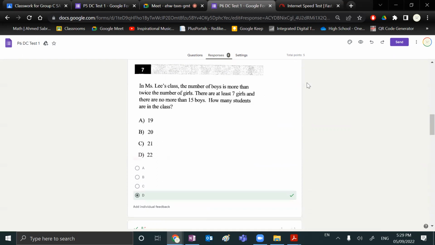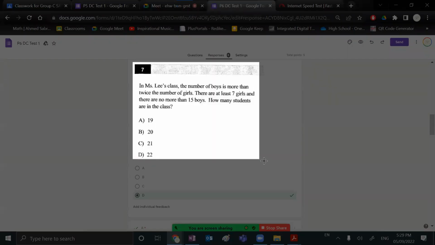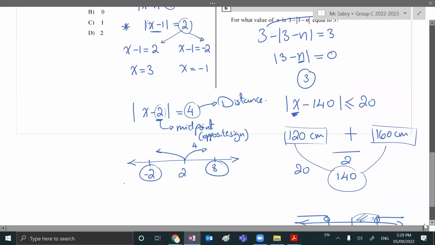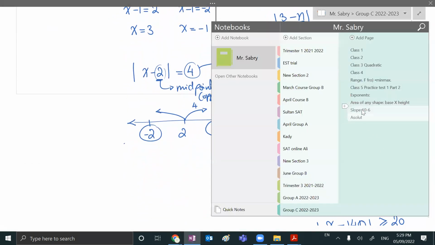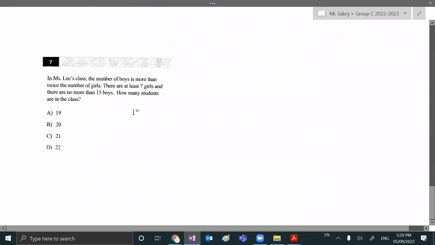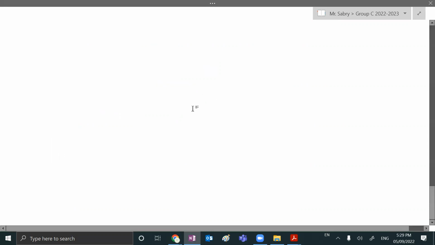So, Mister, what I did is that I did the girls is greater than or equals to 7, and then boys less than or equals to 15. And then I added 7 and 15 just. So you just did an inequality for them, right? Yeah. No, this is easy, right.